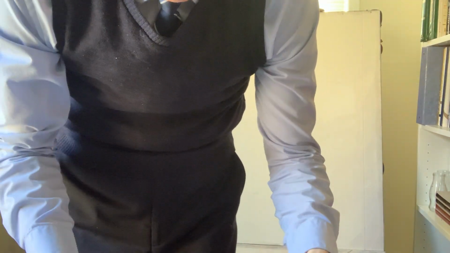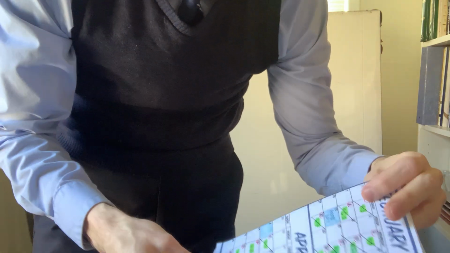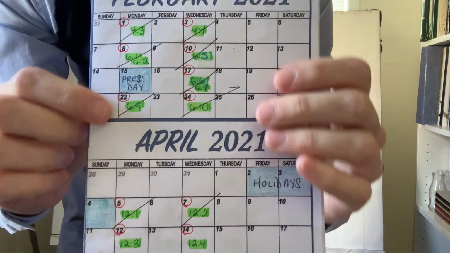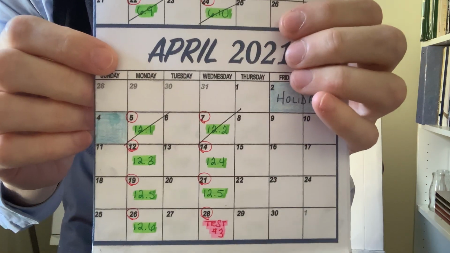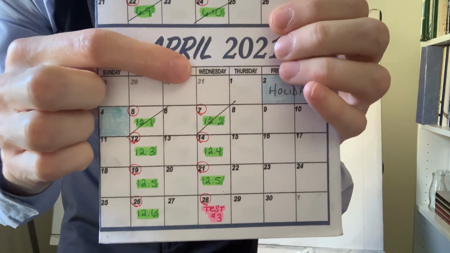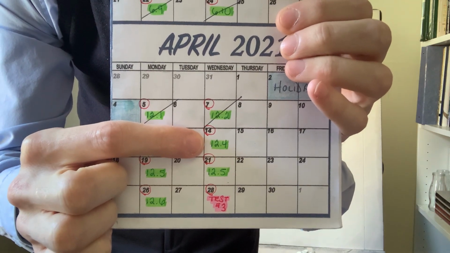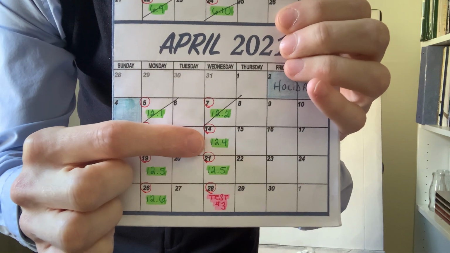And here's the calendar just to confirm. Let's see. You know what? Didn't even adjust it yet. Today is Wednesday, April 14th. So as per the schedule, we'll be covering 12.4. Good. I had to make a little note. I did 12.3. Good.